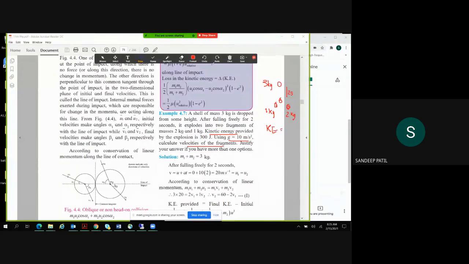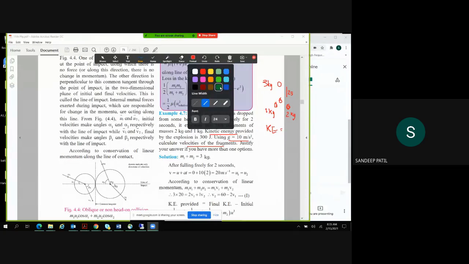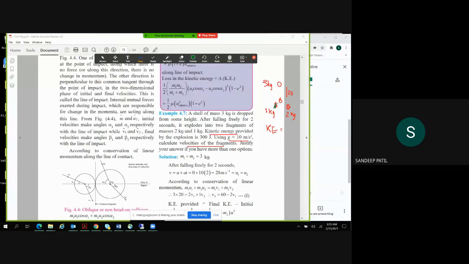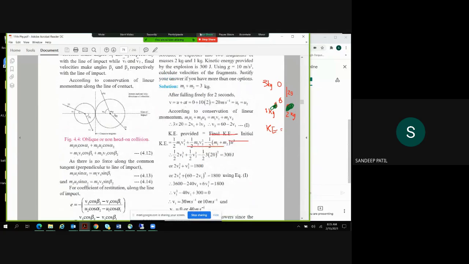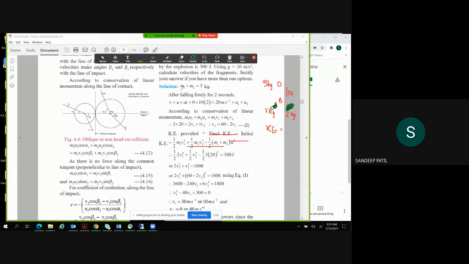I will put some different color here. So these are the fragments, right? This is a small fragment. This is a big fragment, it's 2 kg. Now what we have to do is calculate the velocities. So let's go step by step. We are considering these as M1 and M2, right? So M1 plus M2 is 3 kg. So this bigger mass is 3 kg.